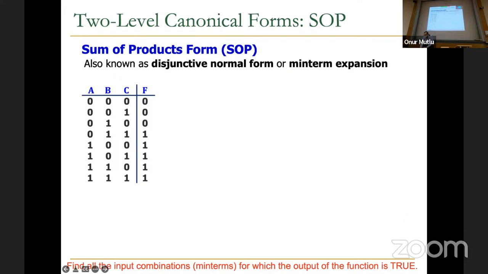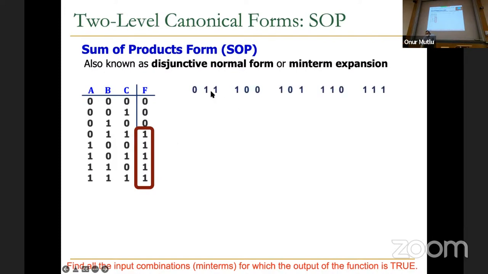So sum of product form starts with finding all the input combinations or minterms. Remember the minterms. For which the output of the function is true. So these are the input combinations. So you look at the function output. Output is true, meaning 1, only for these 5 input combinations. So I can easily express this function as an OR of these minterms, right? And that's a simple idea. That's it. I've given you the idea, basically. The function can be easily expressed as an OR of this minterm, this minterm, this minterm, this minterm, this minterm, meaning if any of these minterms is true, the function evaluates to true. Makes sense, right?